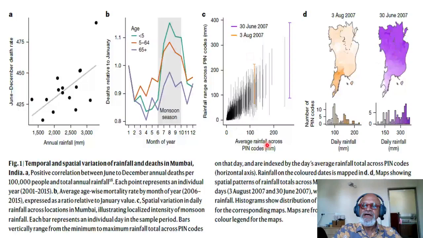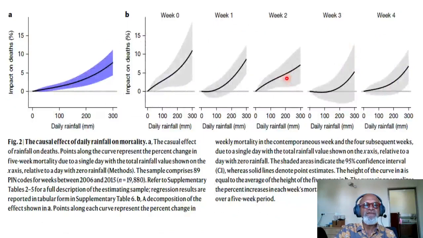So you can see average rainfall across these pin codes and rainfall range across pin codes, both in millimeters. You can see that June 2007 is a monster in terms of the rainfall across the pin codes, and also average rainfall across pin codes it was way out there. So obviously a very, very heavy extreme rainfall event. And if you look at the impacts on deaths, as daily rainfall increases, percentage impact on deaths increases. This is the 95th percentile confidence level.